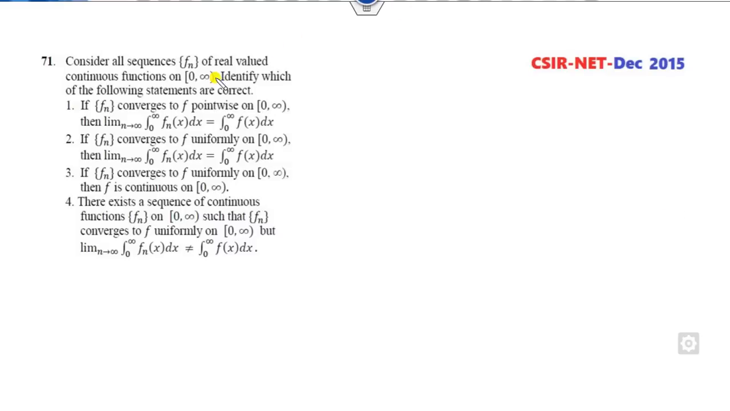Okay, Fn is a sequence of continuous functions. Which of the following statements is correct? Fn converges to f pointwise on the closed interval 0 comma 1. Now you can see the same remark for you here: the limit of Fn, integration of the f. This equality will happen only when it is a closed interval 0 comma 1.